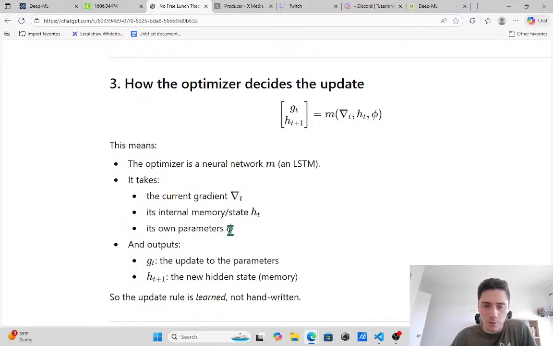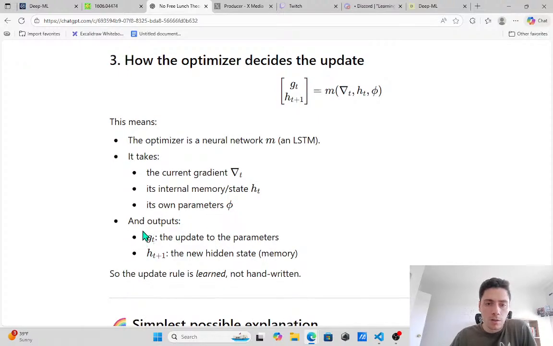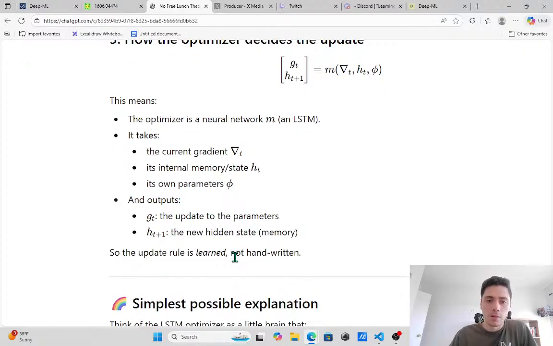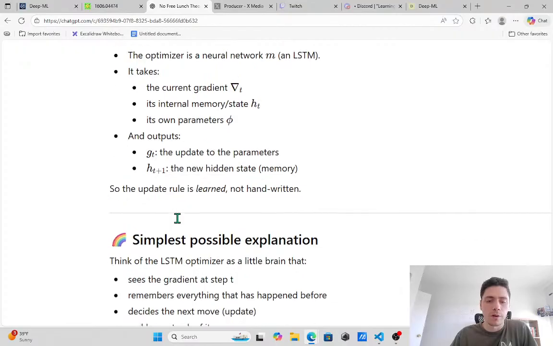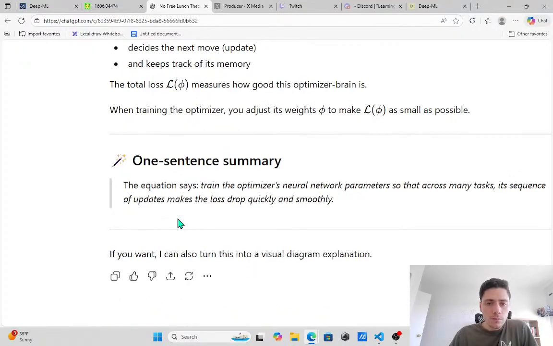Outputs, parameters, whatever. Oh, and its own parameters. Fine. GT updates the parameters. HT, the hidden state in memory. So the output is the new fine.